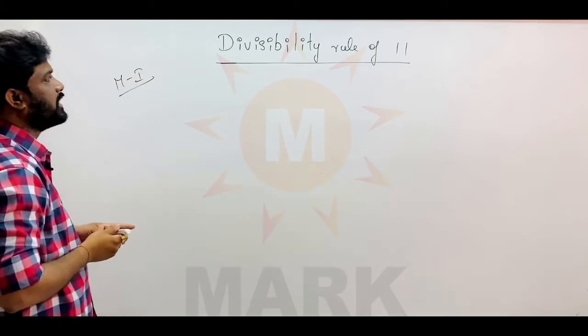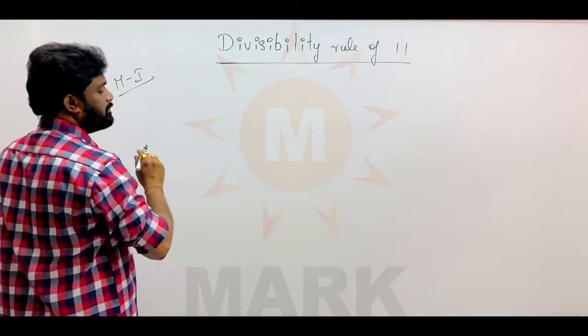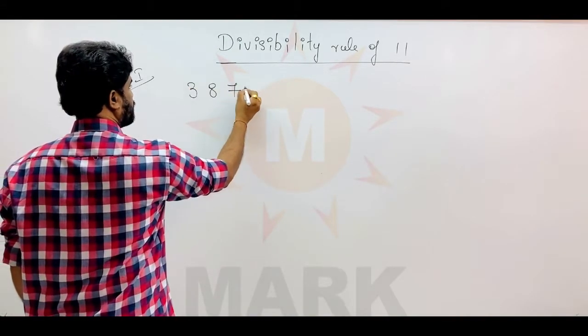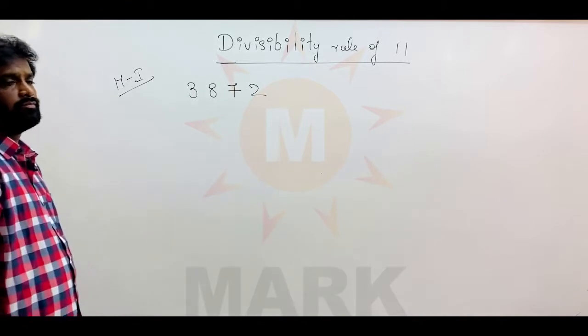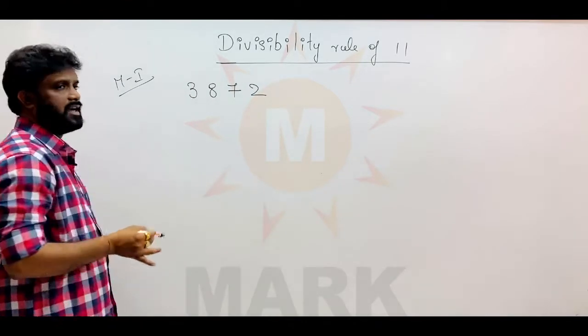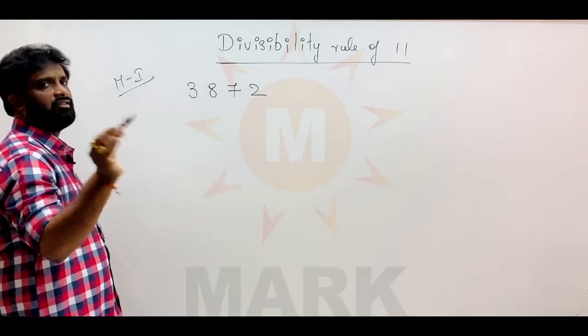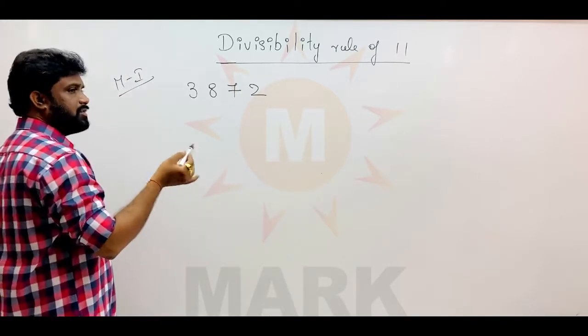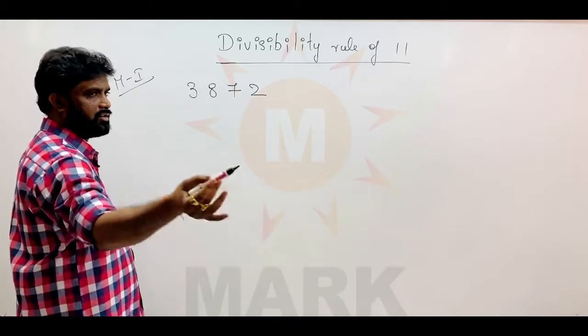What is method 1 telling? Suppose I am taking a number 3872. We have to check whether this 3872 is divisible by 11 or not. If you do it manually by the long division method, it will take so much time.